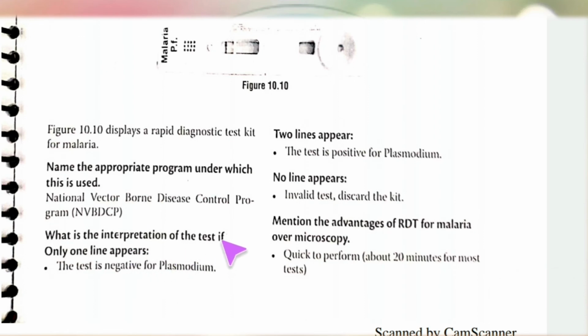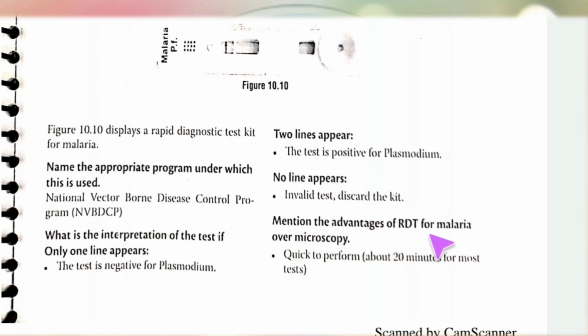What is the interpretation of the test? If only one line appears, so test is negative for the Plasmodium. Obviously 2 lines means the test is positive for the Plasmodium. No line means invalid test and you have to discard the kit.